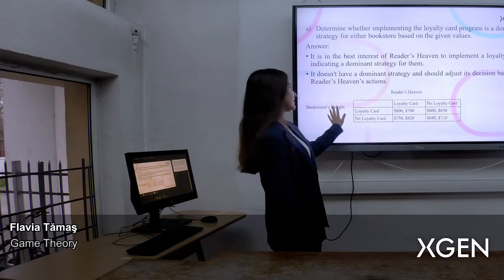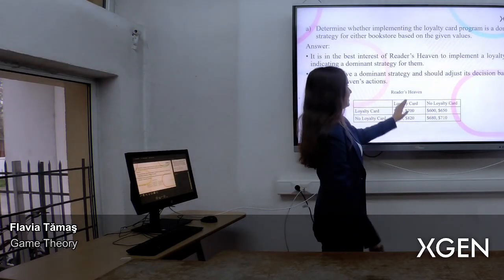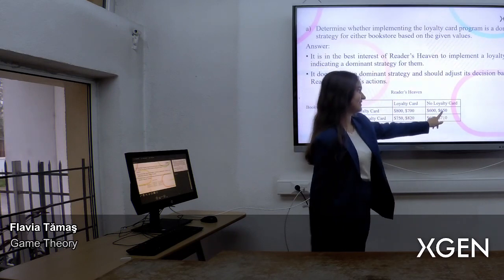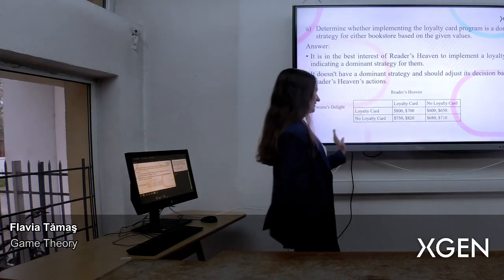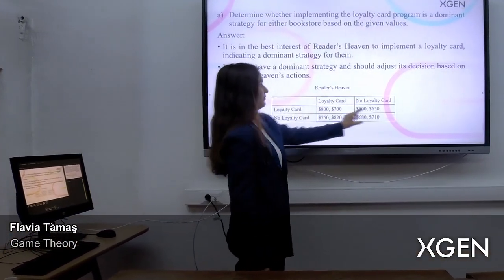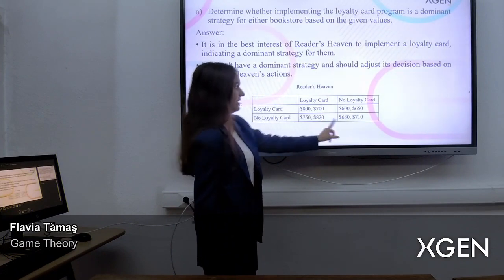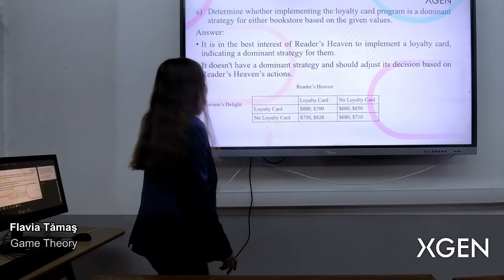So, if Bookworms Delight decides to implement the loyalty card, we are here. Readers Heaven could either implement it and have a profit of $700 or not implement it and have a profit of $650. So he would choose to implement the loyalty card. If Bookworms Delight decides not to implement the loyalty card, we're here. And Readers Heaven could either make a profit of $820 or $710. So he would choose to implement the loyalty card.